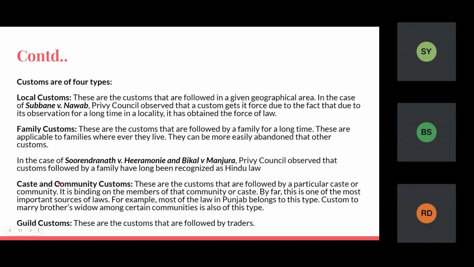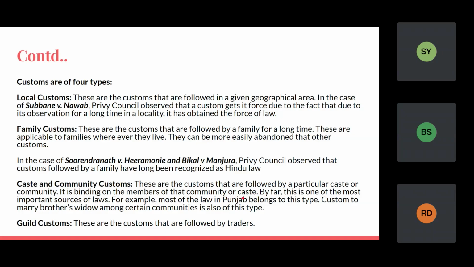Okay, so caste and community customs. In India, we have many castes, many communities existing here. So these are the customs that are followed by a particular caste or a community. It is binding on all the members of that community or caste. Okay, binding in the sense all the members of the community are supposed to follow those customs. By far, this is one of the most important sources of law.